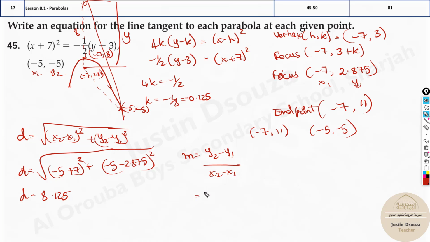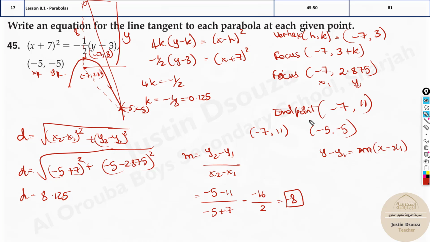So substitute over here, minus 5 minus 11 divided by minus 5 plus 7. The answer is minus 16 divided by positive 2, it's minus 8. So another formula is y minus y1 equals m into x minus x1. In this, only the given point is considered. Okay, this is x1, y1 now.